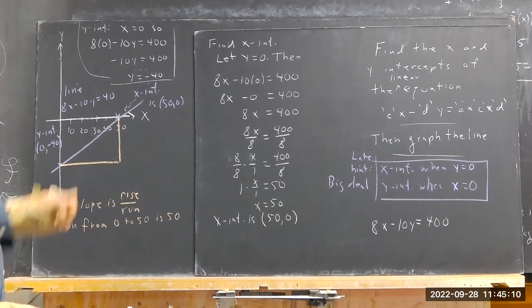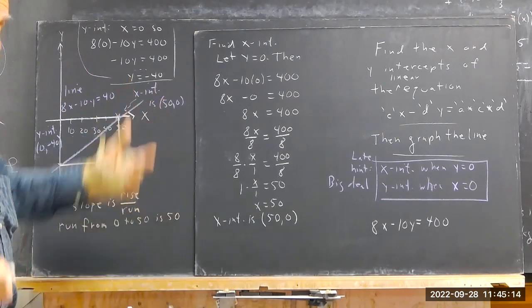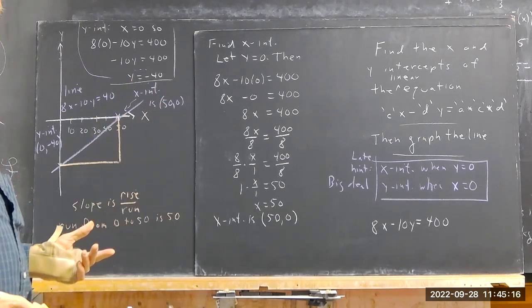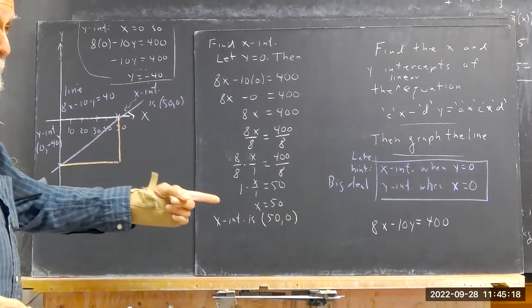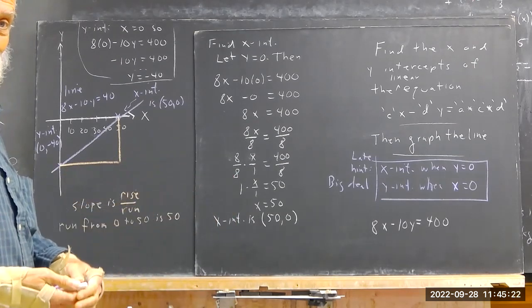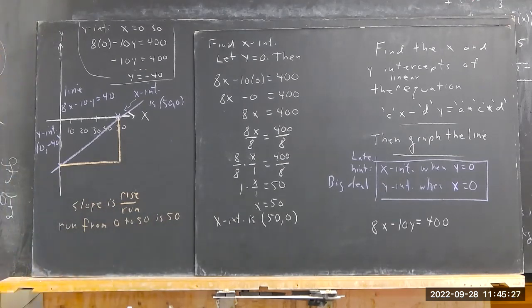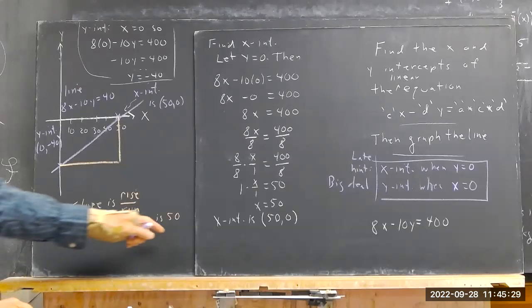Says, okay, if you're going up, the rise is positive. If you're going down, it'd be negative. Yeah, good observation. Or if you're going to the right, it's positive. If you're going to the left, it's negative. Also good. That's exactly what you want to understand. So make sure everybody understands that. The run is from 0 to 50, that's 50.